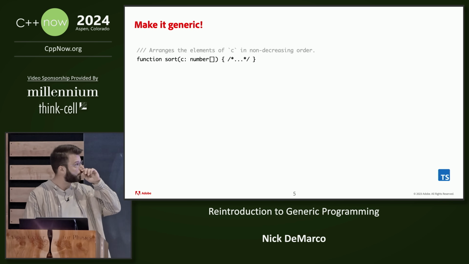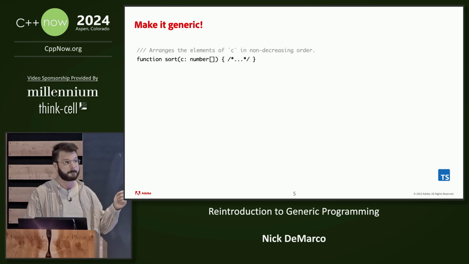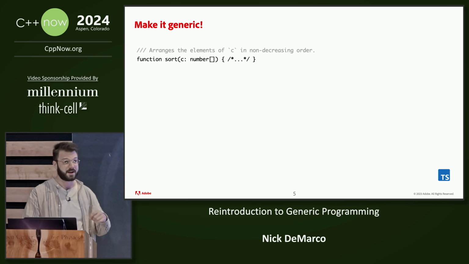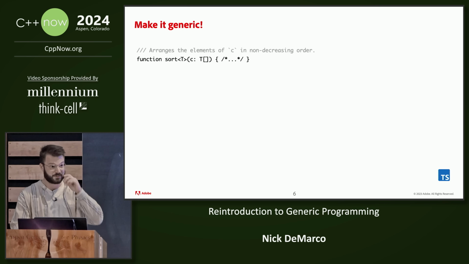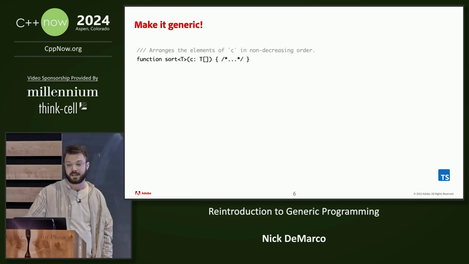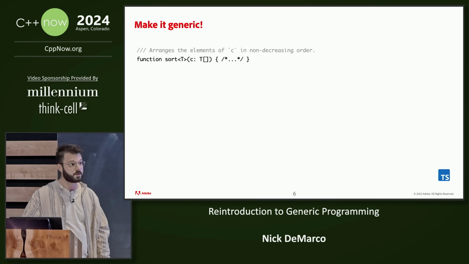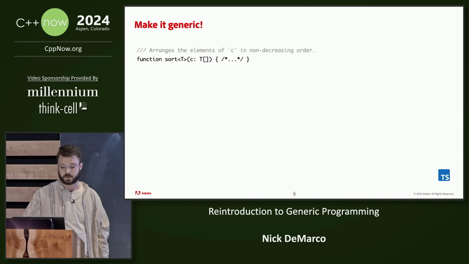OK. So I bet at some point in your career, you have submitted code like this for review, and your benevolent reviewer suggests, make it generic. What do they mean by that? I find 9 times out of 10, they probably mean this. Instead of array of number, you should take an array of T. And their intention is to make the function more reusable, and it is. We're moving in the right direction.